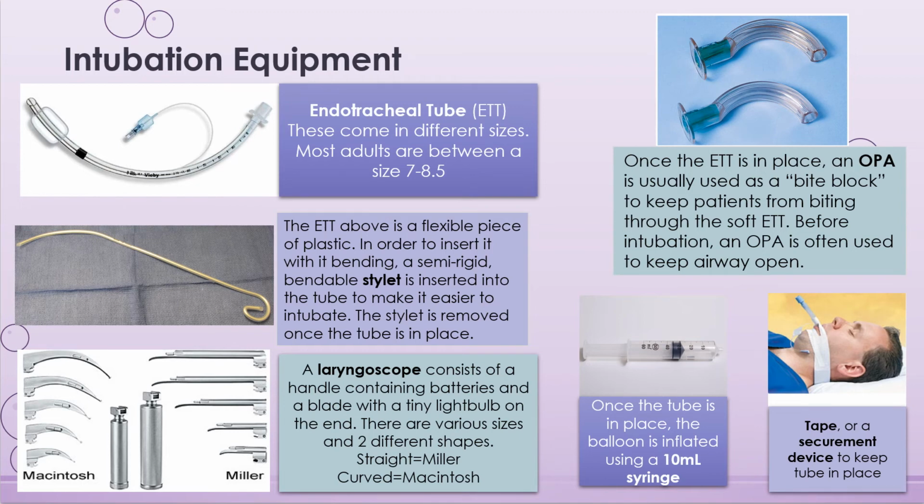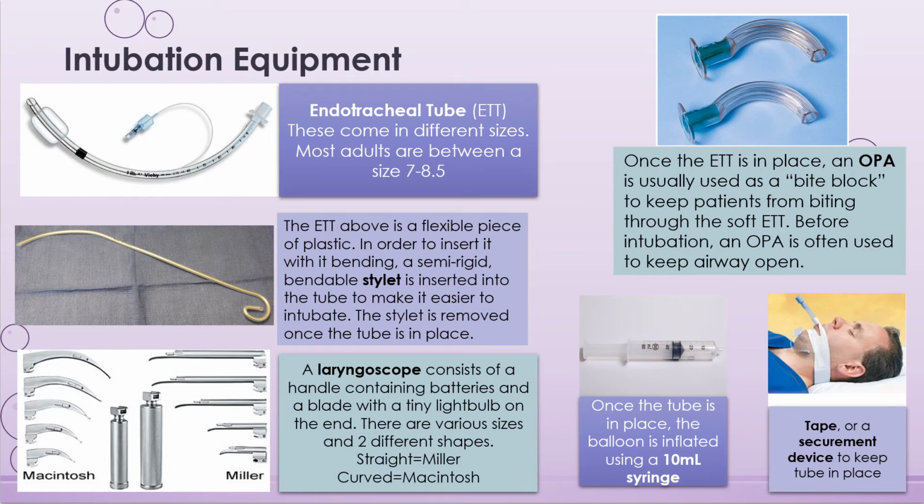And the Millers are straight. The physician that's doing the procedure, or the nurse practitioner, or whoever's doing the intubation, will ask for the size. Okay, so they'll say I want a 4 Miller or a 3 Mac, and the nurse has to make sure that the light works. There's a tiny little light bulb on the end. And when you're giving this to the practitioner, you want to make sure that the light bulb works as you're handing it off.